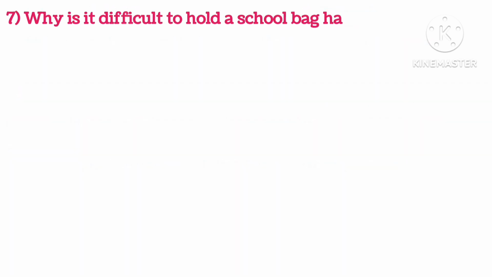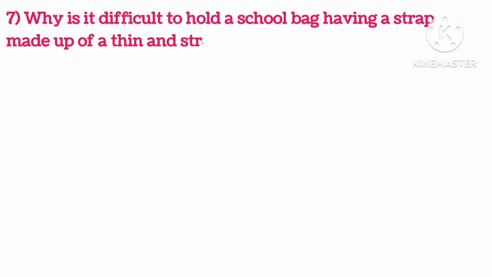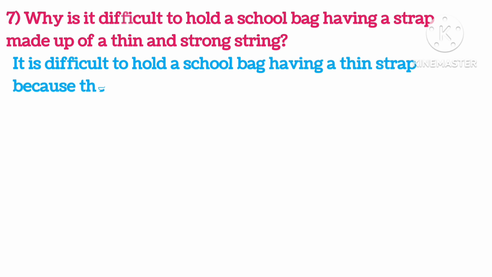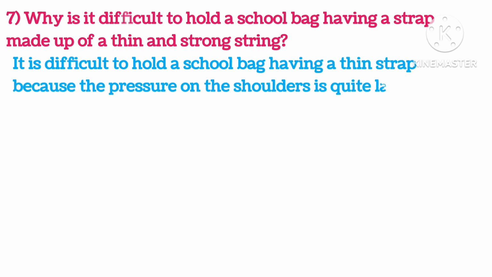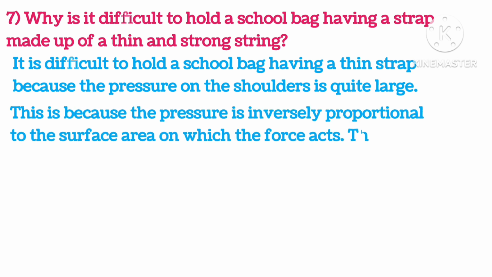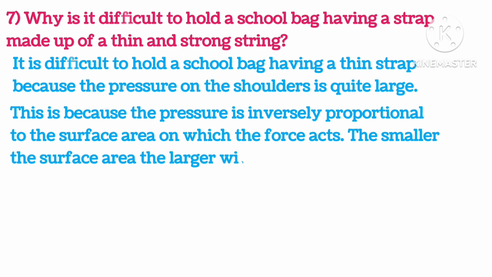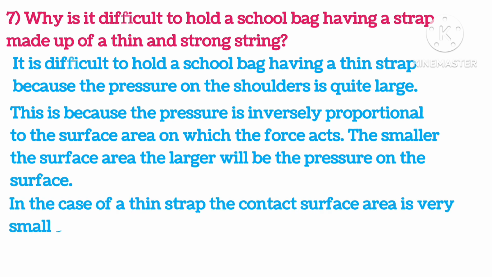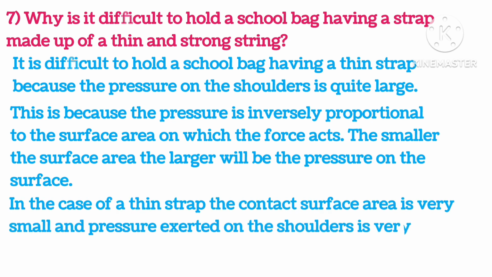Why is it difficult to hold a school bag having a strap made up of thin and strong string? It is difficult to hold a school bag having a thin strap because the pressure on the shoulder is quite large. This is because the pressure is inversely proportional to the surface area on which the force acts. The smaller the surface area, the larger will be the pressure on the surface. In this case, with a thin strap, the contact surface area is very small and the pressure exerted on the shoulders is very large.